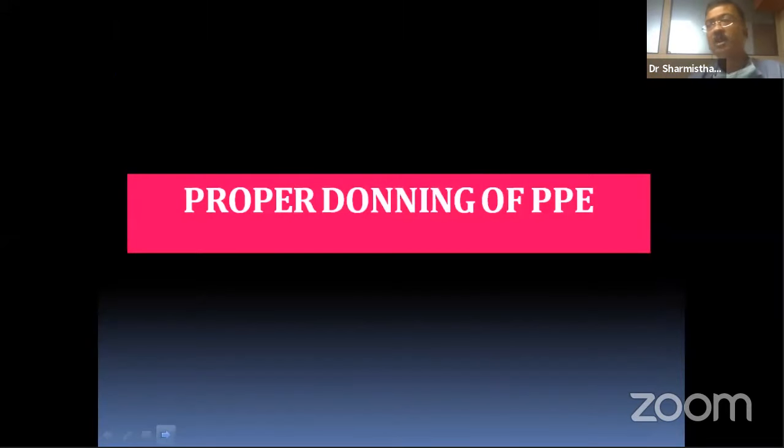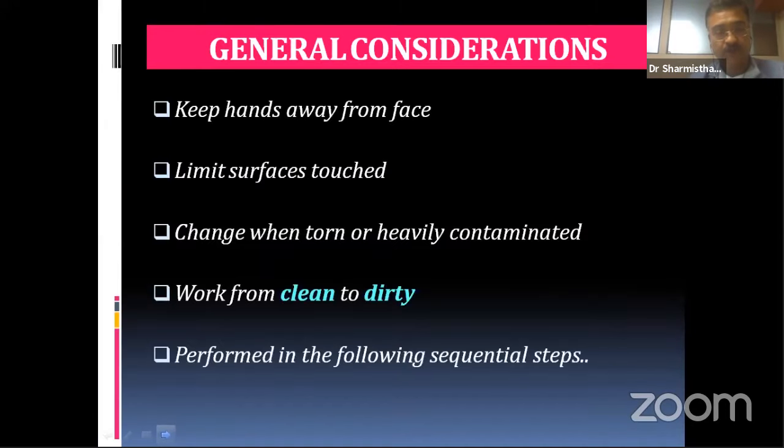Next, these are two terminologies we are very familiar with nowadays: proper donning and doffing. Truly speaking, these coinages are very new to the majority of us. Donning means wearing PPE, and doffing means how to take off the PPE. The proper donning and doffing of PPE are very, very important, because the slightest mistake in doffing or donning can lead to a very disastrous outcome. So you have to be very careful.